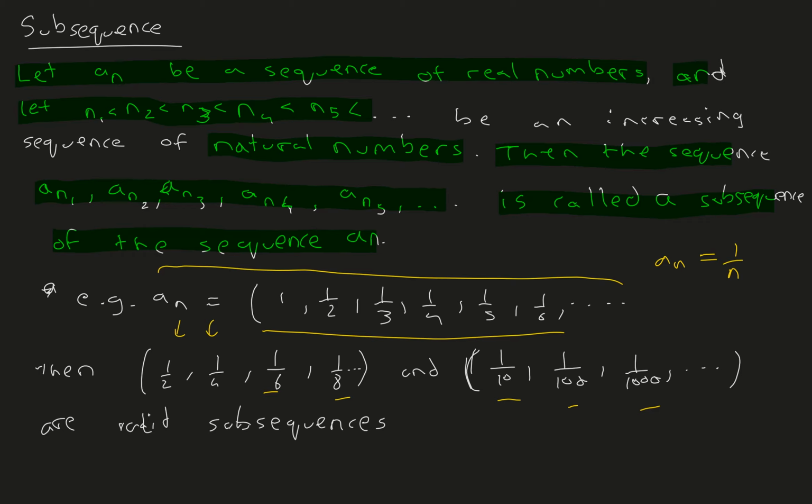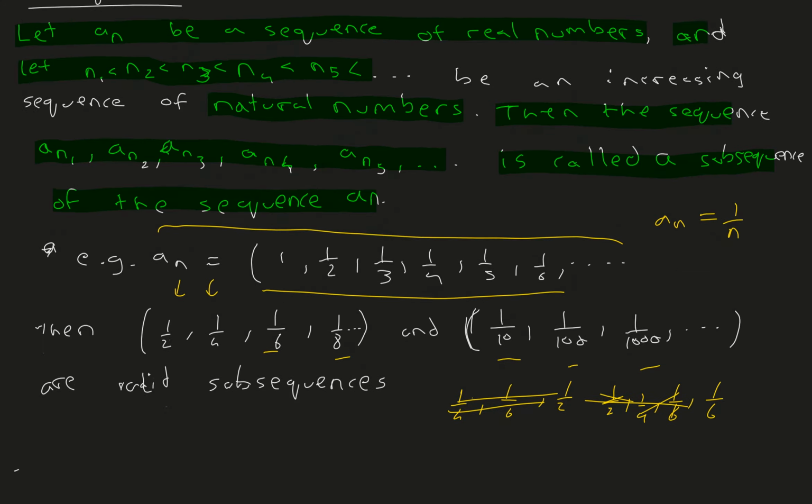I want you guys to notice that the order of terms in a subsequence is the same as in the original sequence. Repetitions are also not allowed. So we can't go from 1 over 4 to 1 over 6 back to 1 over 2. The order should be the same as in the original sequence, and you cannot repeat. We can't go from 1 over 2, 1 over 4, 1 over 6, and then again 1 over 6. Repetitions are not allowed. So a subsequence is just a sequence of numbers that are selected from the original sequence.